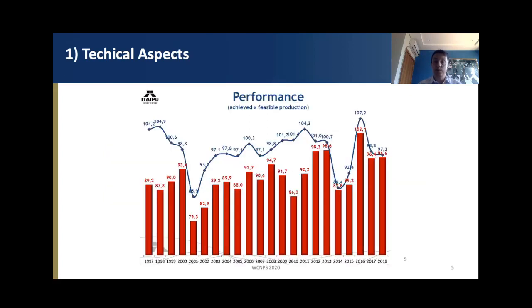Itaipu has been operating for more than 30 years, and we have gathered some experience in the field and improved those processes that I just showed. Thus, we have also raised our performance, which is the ratio of our equivalent production and our feasible production, reaching as much as 90% and above 90% in most of the last years of our operation, which are the numbers shown in red on this slide.